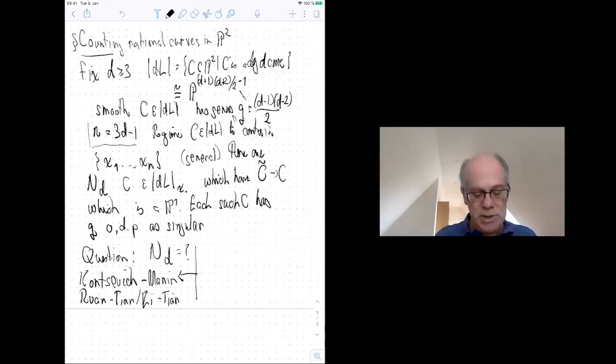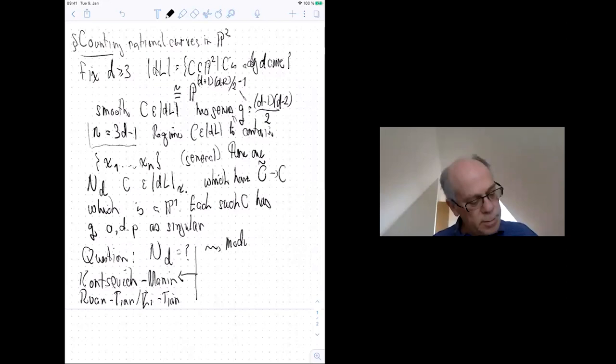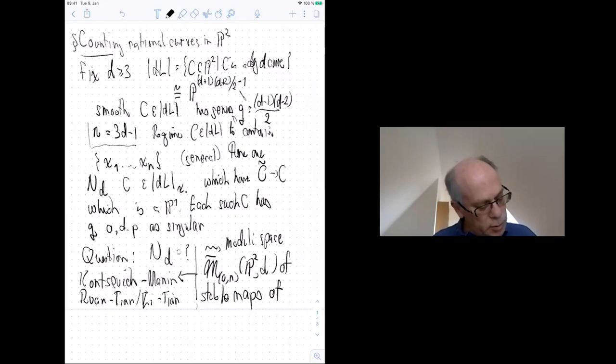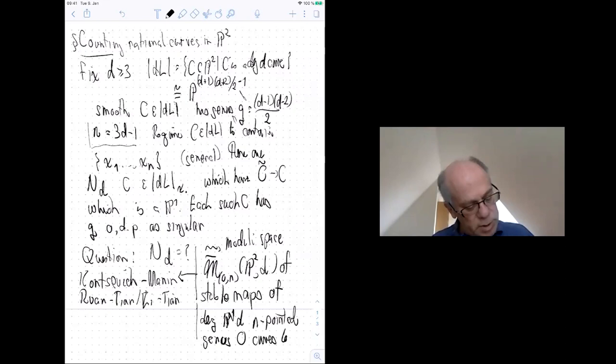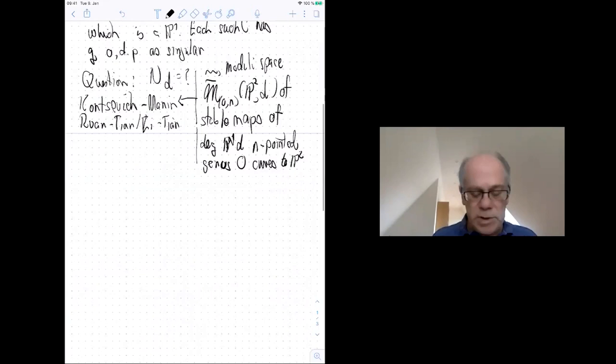So what about maps? So what you do, Kontsevich says, you look at the moduli space. Introduce the notation M0NP2D of stable maps of degree D, P1s or rational curves of degree D, n pointed genus zero curves maps to P2. Okay, so let me say a little bit about that. This is, of course, representing a functor. So in fact, we can do this more generally. You can do this for a general surface, but for us, the general situation is for Del Pezzo surfaces. So let me say about that.